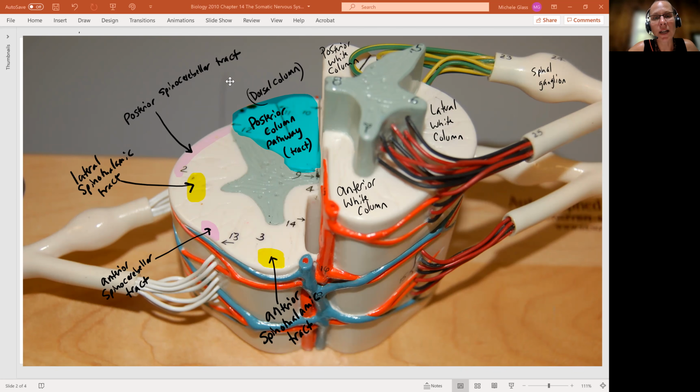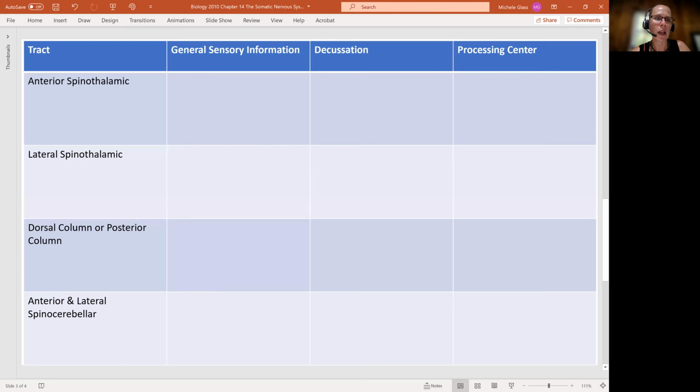Our job now is to talk about each of these ascending tracts in more detail. And we're going to be using one of my favorite tools, which is a table, right? So as we're looking at our ascending tracts, all of these are ascending tracts. So let's maybe even make our note here. We're going to have 4 of these. So I have a table here with 5 different rows and 4 columns.